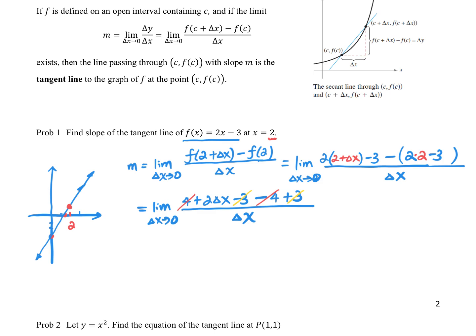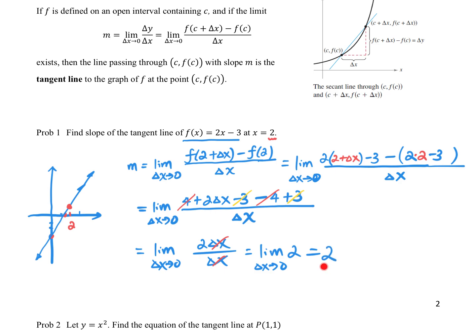And we are actually left with only 2 delta x on top. And the bottom is delta x. So 2 delta x divided by delta x is equal to 2. So therefore, this is equal to the limit delta x approaching 0. By the way, 2 delta x over delta x will cancel. So now this limit, there's no delta x at all in here. So therefore, the limit of a constant is equal to this constant.